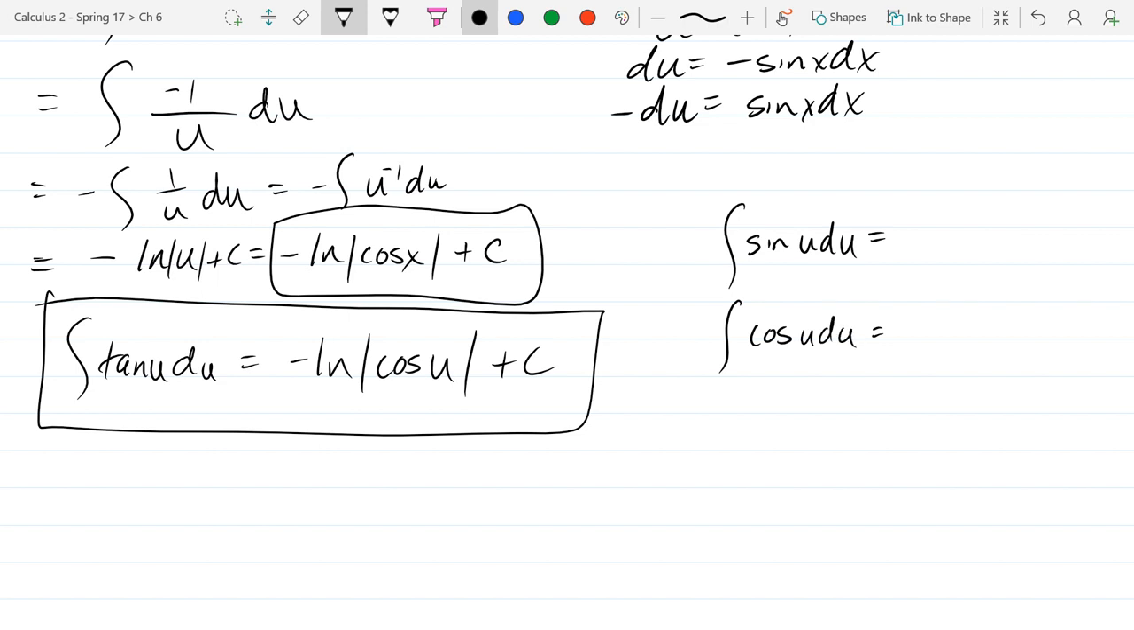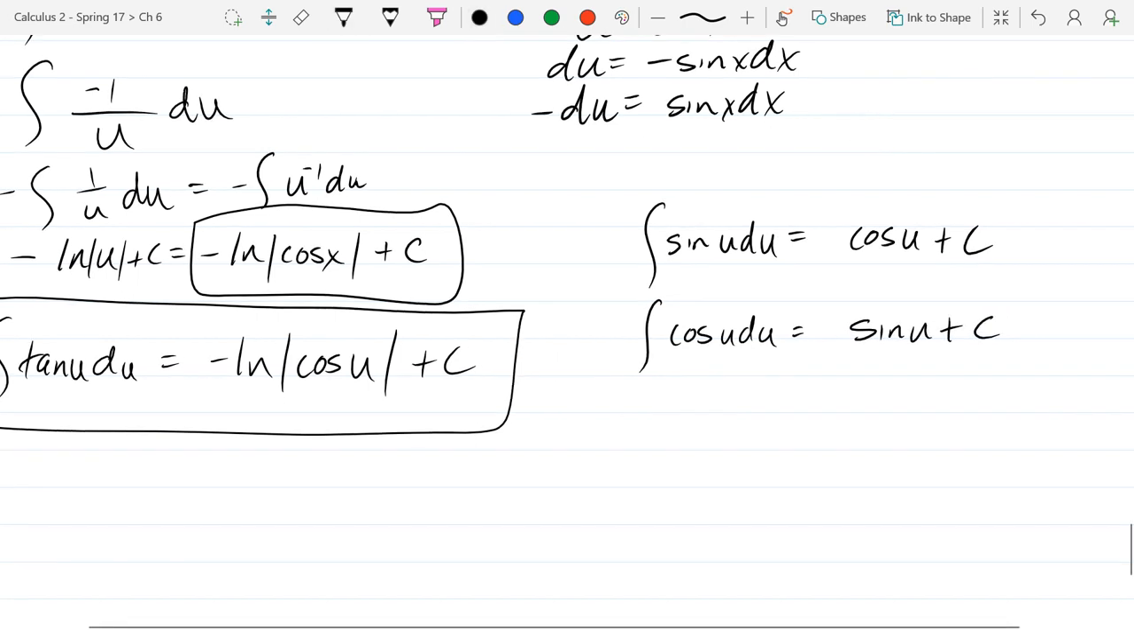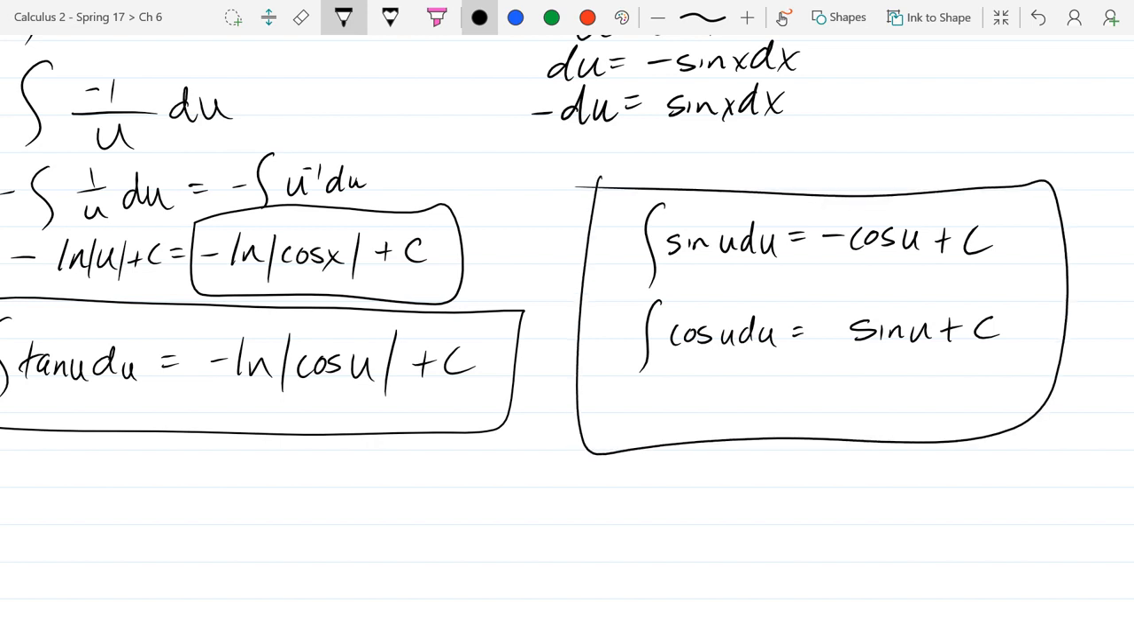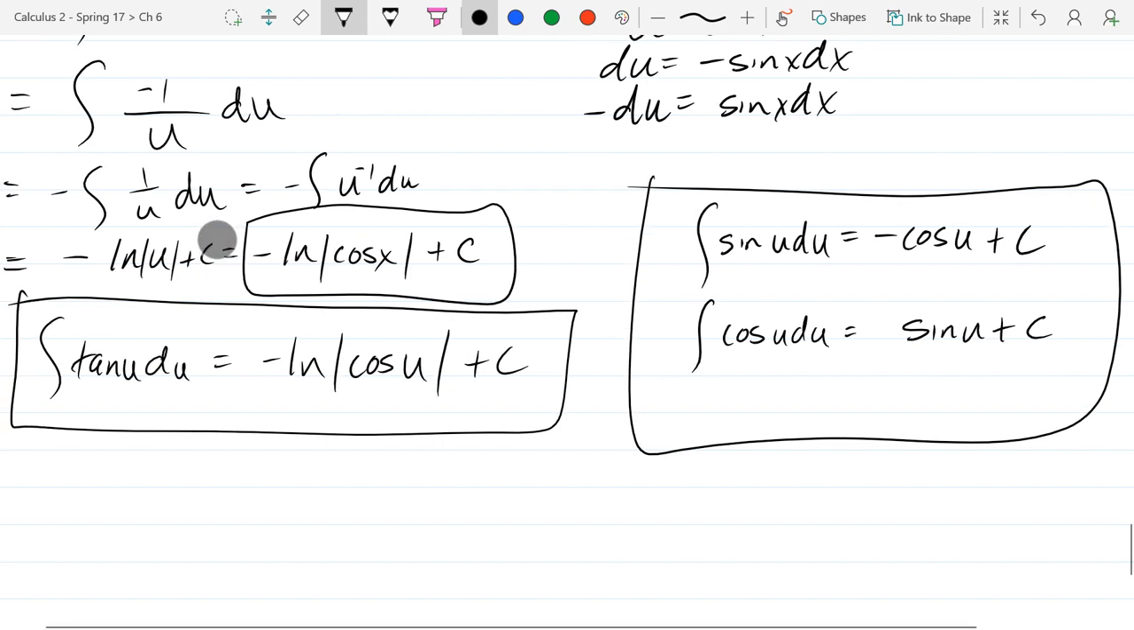So the antiderivative of sine, I'm going to guess is cos u plus c, and I'll guess this one as sine u plus c. One of these I know should be negative. The derivative of cosine is negative sine, so that means cosine needs a negative sign in front. So these are from pre-calc or from Calc 1 that we did, these two.